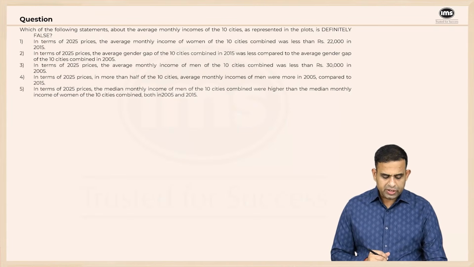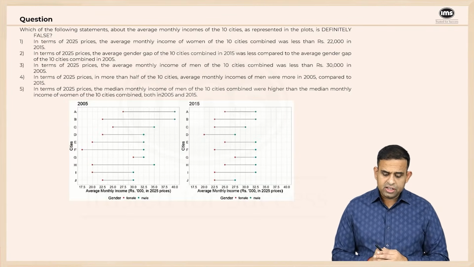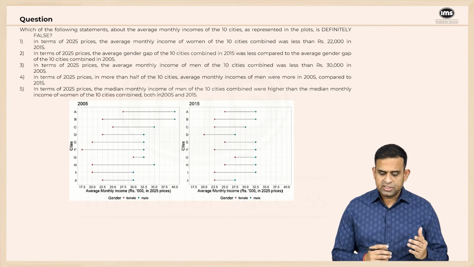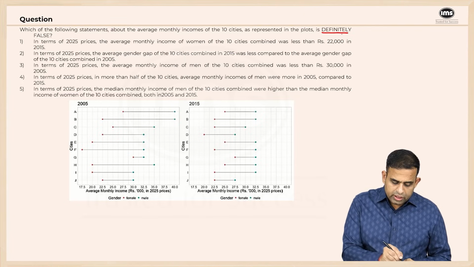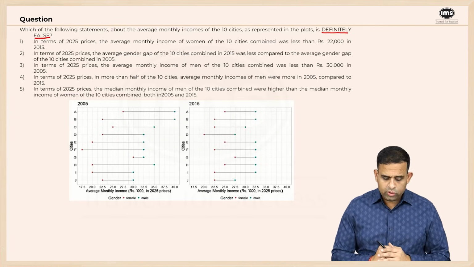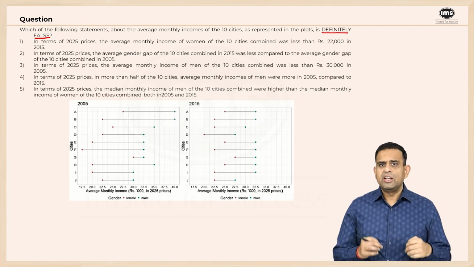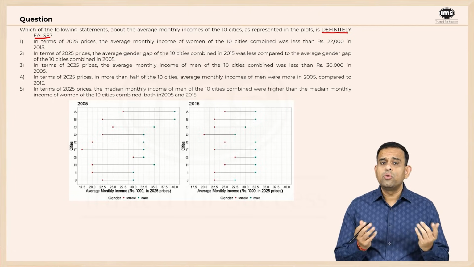If I look at the next question, it asks which of the following statements about the average monthly income of the 10 cities, as given in the plot, is definitely false. Please note, nothing has been told about the population of city A, B, C, D up to J over here. But we have to evaluate each of the options, and when they say definitely false, it means it can't be true.